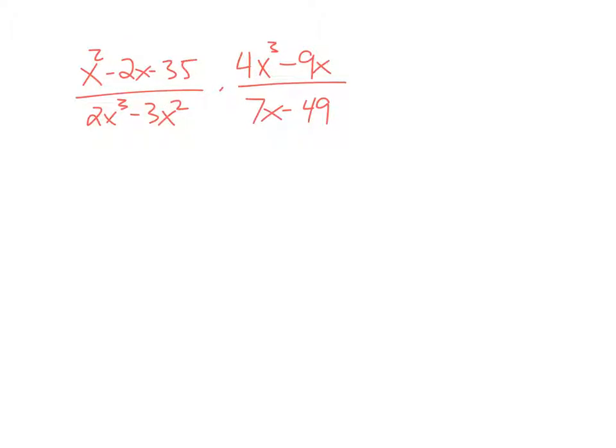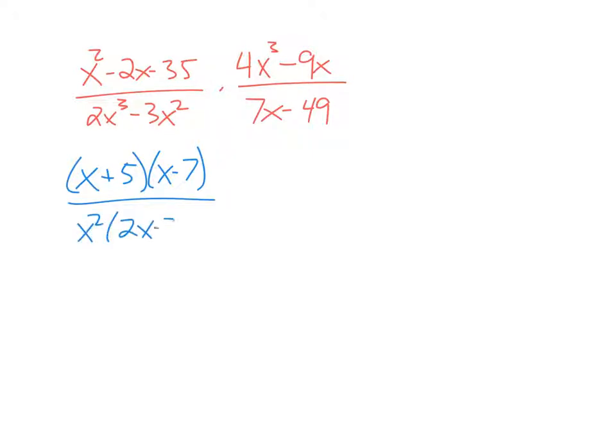Okay, so the first step should be factoring everything you can. You're going to have to use the a times c method on at least the first numerator. 1 times negative 35 is negative 35. Factors of negative 35 that add to give you negative 2 are 5 and negative 7. And the greatest common factor of the denominator there is x squared, so we're going to take that out. And we're left with 2x minus 3.